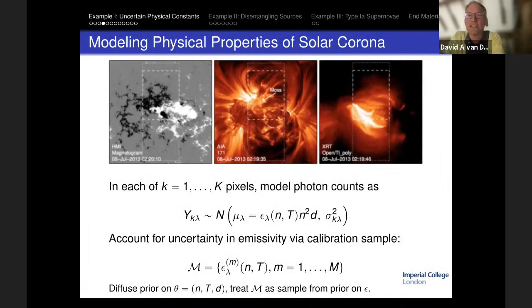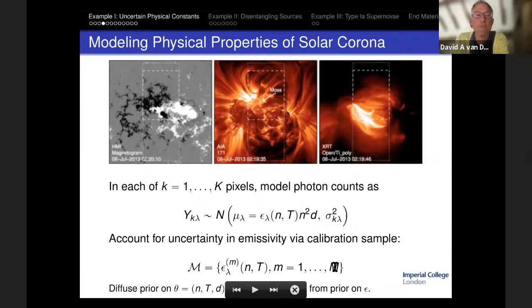So what is our model going to look like? Here I'm going to be looking at the solar corona. So I'm going to have lots of counts, so I can use a Gaussian model. Y is going to be the count in energy bin lambda and pixel k, and the mean is going to be that model I had before, and there's going to be some measure of uncertainty. And then I'm going to combine that with my sample of emissivities instead of a single emissivity provided by the atomic physicists.